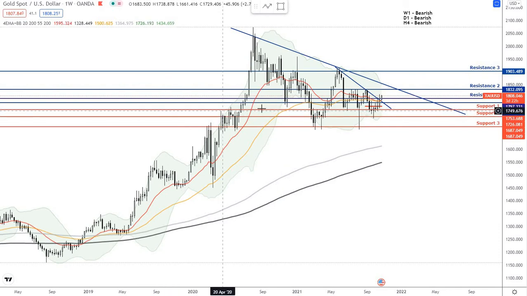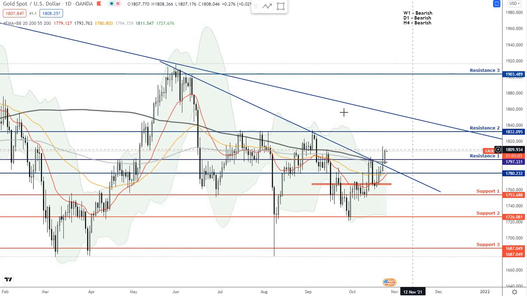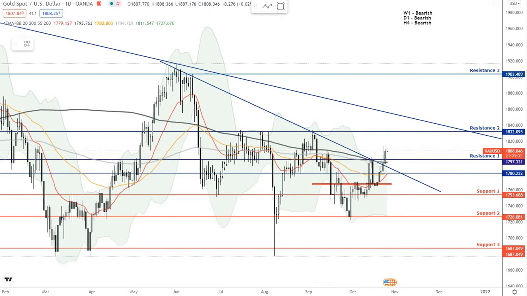And pretty much supported at this level of 1753. So let's zoom in down to a daily chart. You can see it is well resisted at this level and it has broken above resistance 1. So last week I was sharing that it may potentially be coming down, right, once it reached this level.